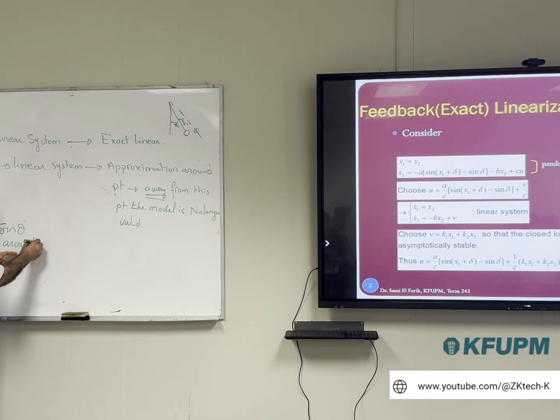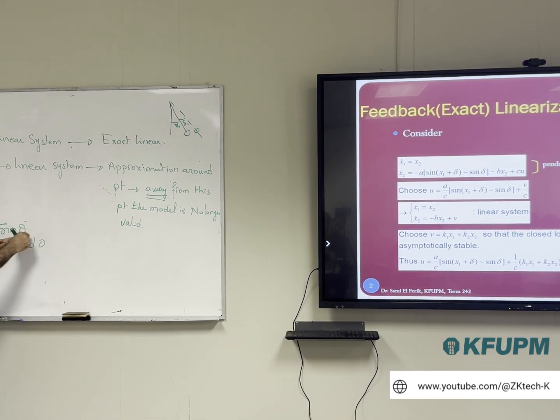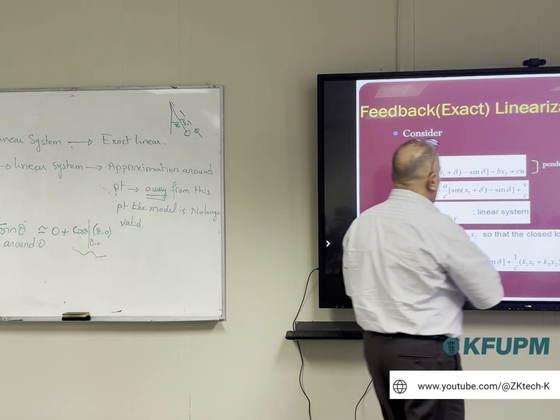Around 0 means theta is very, very small, so this will be approximately equal to theta. Sine of 0 is 0, so the first term is 0; this is the Taylor series. The second term will be cosine of theta evaluated at theta equals 0, multiplied by theta minus 0. This is the term that is linear, right? Cosine of 0 is 1, multiplied by theta, so it's almost theta.